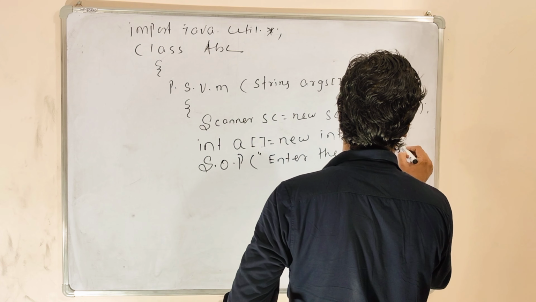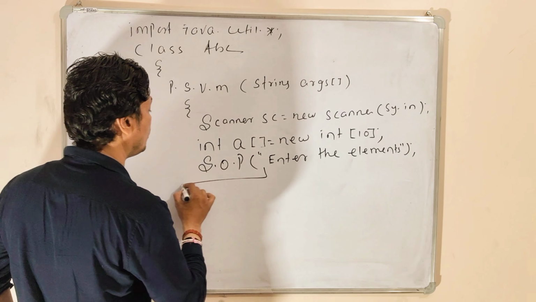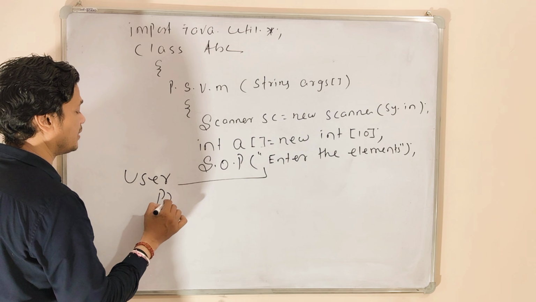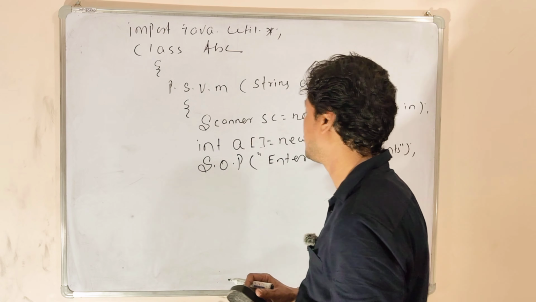Students, do you know what this line is called? This line is called user prompting. Prompting means to direct, to guide. That means through this line, we are directing the user to enter values. That is why this statement is called user prompting. After giving this user prompt, to enter the elements, we will take one what?